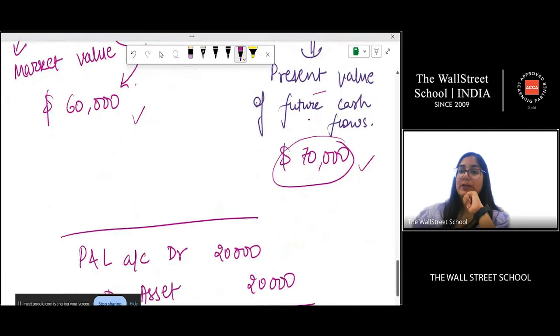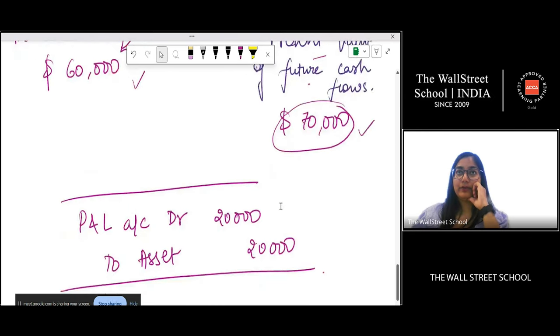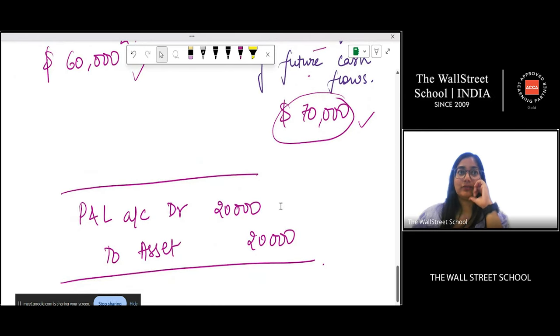How do we calculate the present value? We'll be doing it in further examples. But for now, is it clear how to get the recoverable amount and based on what factors do we take a decision?